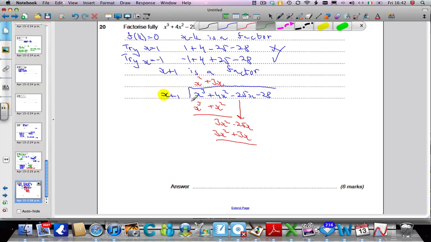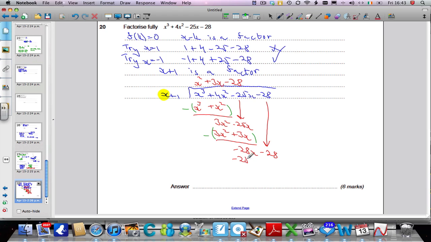So I was subtracting all of this, and I'm going to subtract all of this. 3x squared take away 3x squared is 0. Minus 25x take away another 3x is minus 28x. Finally bring down the minus 28. Minus 28x divided by x gives me minus 28. And multiplying it, we get minus 28x minus 28. And when you subtract them, you get 0.